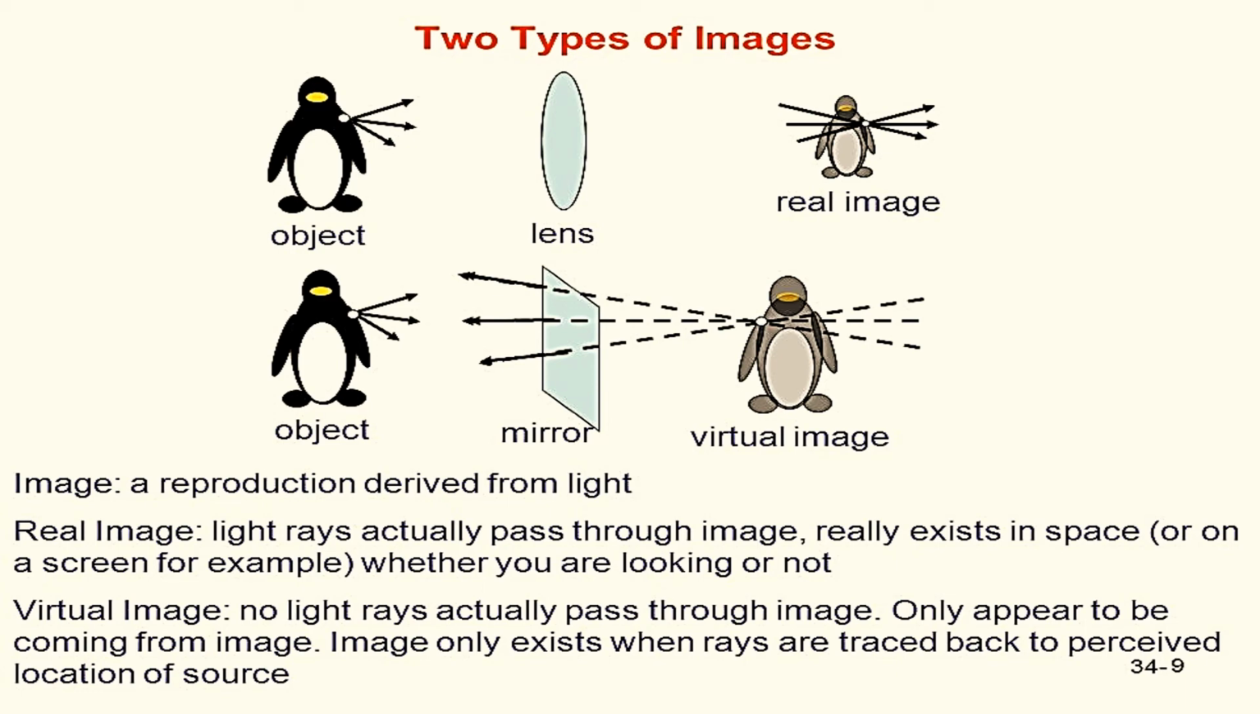The light rays actually pass through the image, which really exists in space or on a screen, for example, whether you are looking or not. Okay, so we can actually see it, so it is a real image.